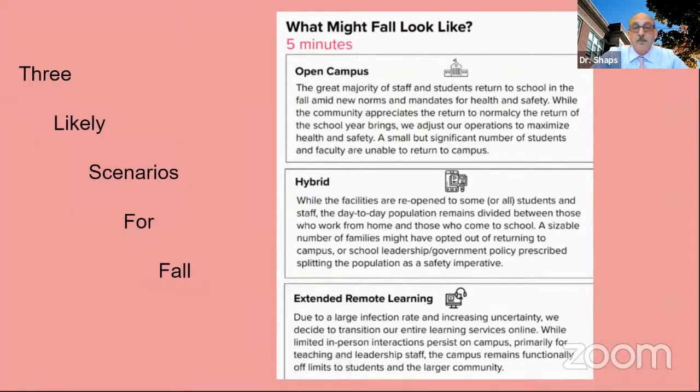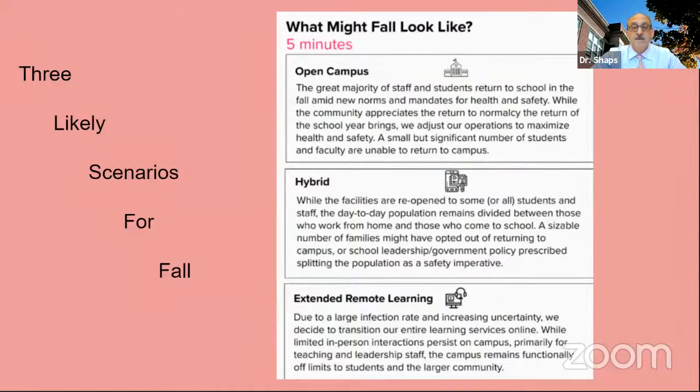The second is a hybrid option where we open our facilities to some or all of our students and staff, that we divide or have different numbers of students who attend school, and that a sizable number of families may opt out of school and maintain learning from a remote or distance format, or that we will have some blended approach to how we learn based on what we're seeing with those driving forces of the pandemic and the issues of safety.